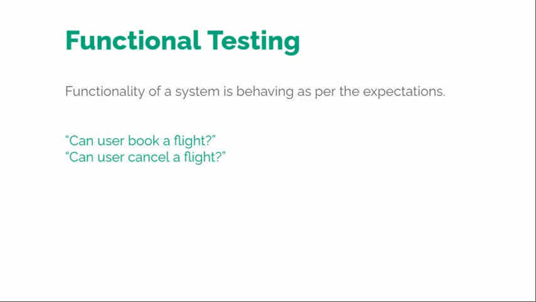In functional testing, we check the functionality of a system to see if it is behaving according to our expectations. Can a user book a flight? Can a user cancel a flight? These could be examples.